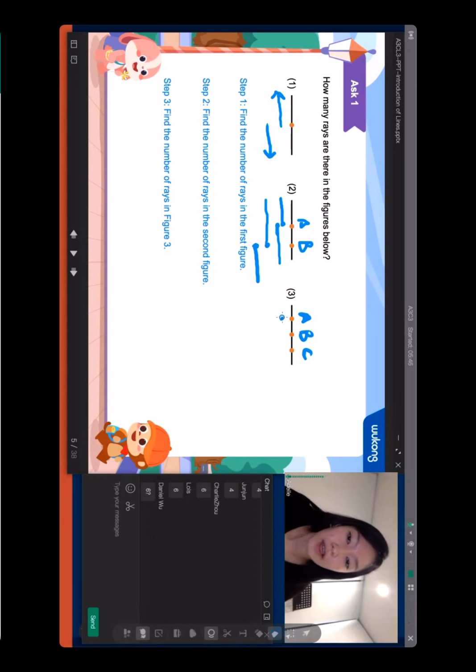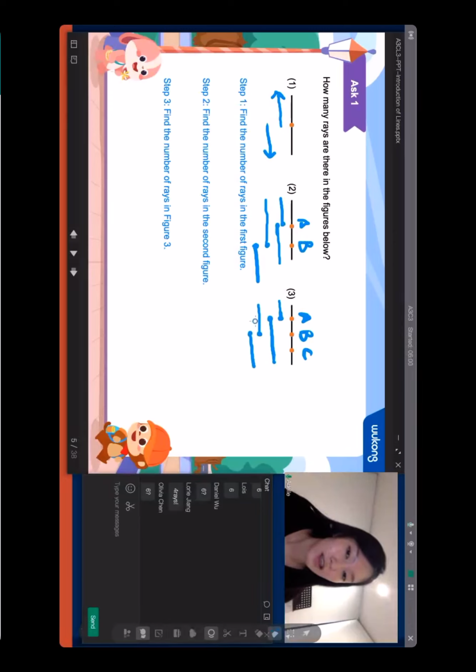So starting from point A, we could go to the left, that is 1 ray, or we could go to the right, the second ray. And now let's look at endpoint B. Starting from point B, if we go to the left, we have a ray there, or we can go towards the right, another ray. What about C? Again, 2 more rays. So how many rays do we see in the third figure? 6. Yeah, good job.